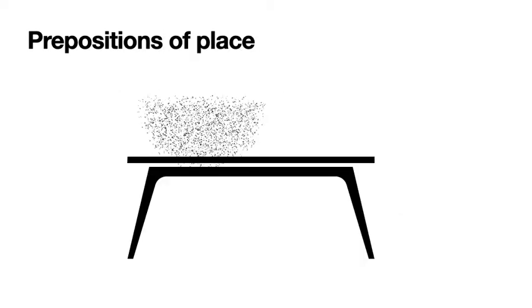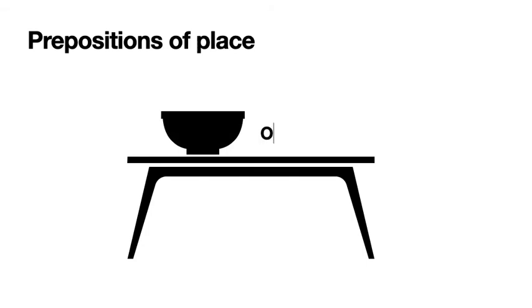Basically, it's just a review. The bowl is on the table because it's touching the surface. When we are talking about enclosed space, recipients, then we use in. The fruit is in the bowl.